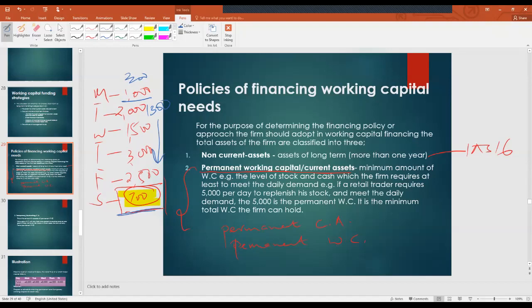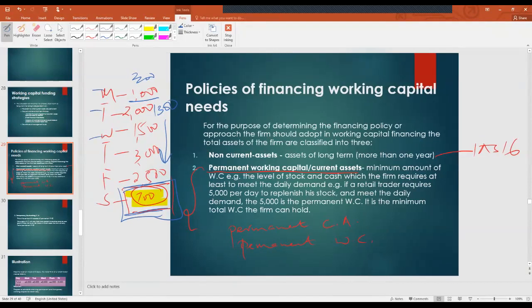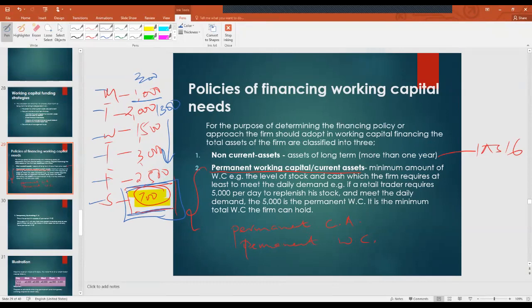So the temporal working capital, or the temporal current assets, is the extra investment the company must make over and above that minimum. Don't forget the minimum remains constant. As you can see, the minimum here was 700, so it is the same for Monday, Tuesday, Wednesday, all the way to Saturday, because that was the minimum. However, the extra investment required is the temporal current assets. Clear on the distinction?